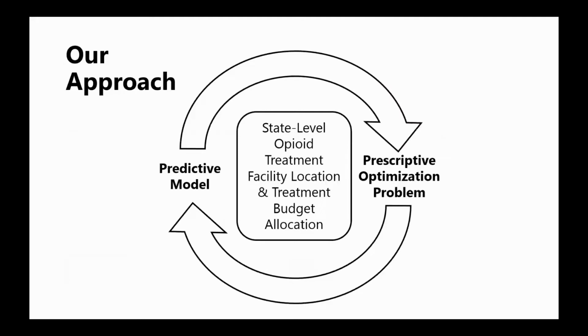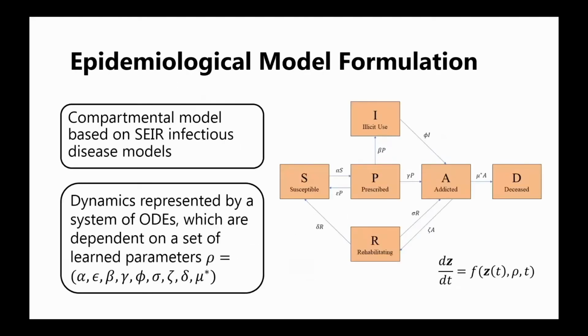So our approach focuses on two main aspects: opioid treatment facility location and treatment budget allocation. We integrate a predictive model with a prescriptive optimization problem in order to address these two aspects for each state. Our predictive model is from epidemiology. It's a compartmental model based on SIR infectious disease models. SIR models partition a population into 3 different population classes and then model the transitions between these classes based on infectious disease dynamics. We do something similar where we have 6 population classes.